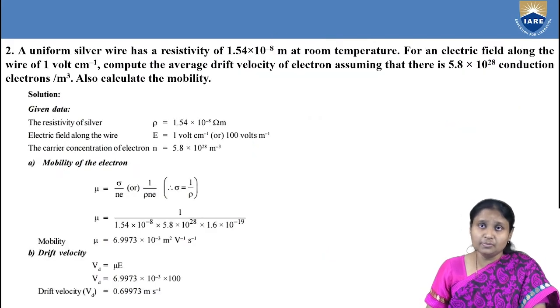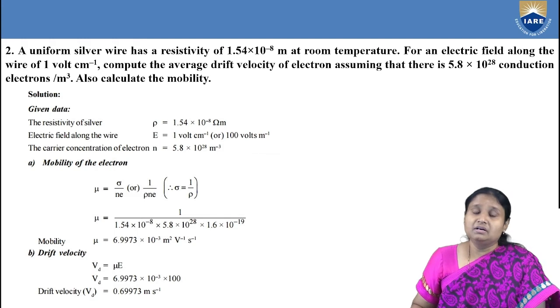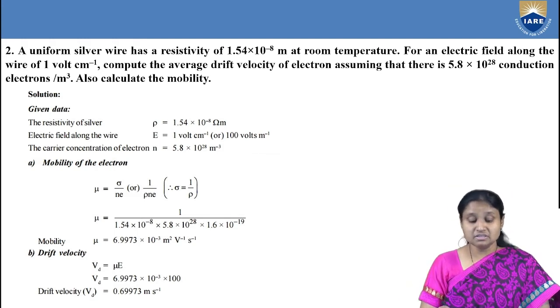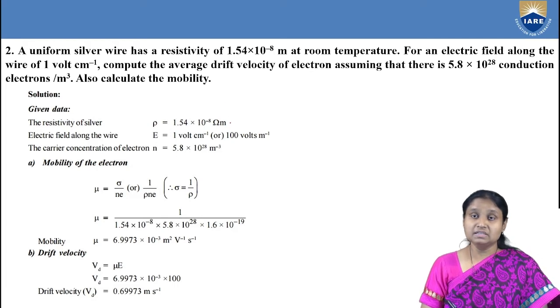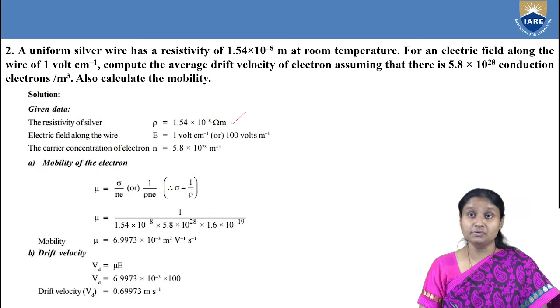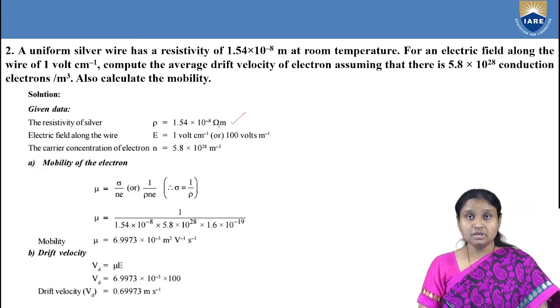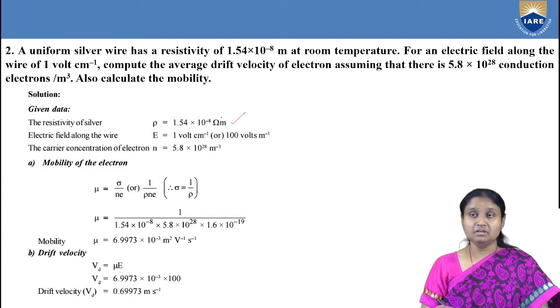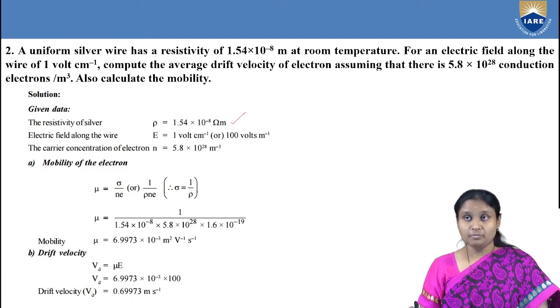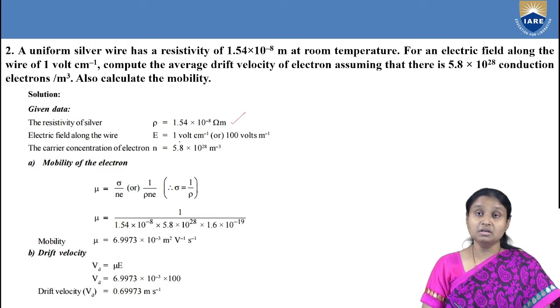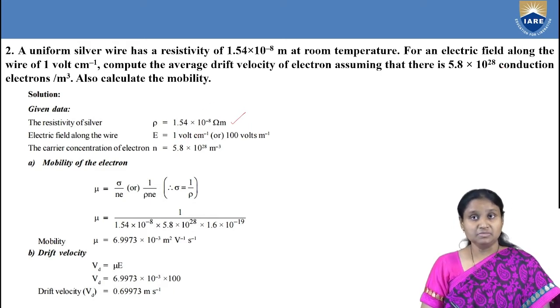Then coming to the second problem, the material under consideration is silver, and for this silver we are given the resistivity, which is 1.54 into 10 power of minus 8 ohm meter. And apart from that, we were given the electric field along the wire. That electric field value is 1 volt per centimeter.